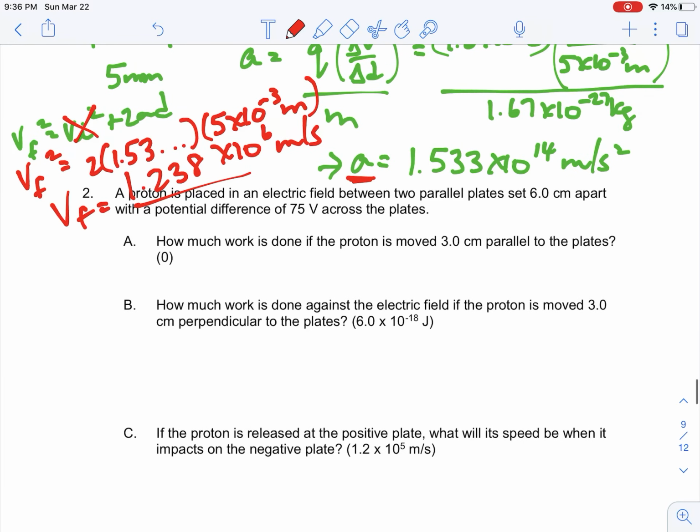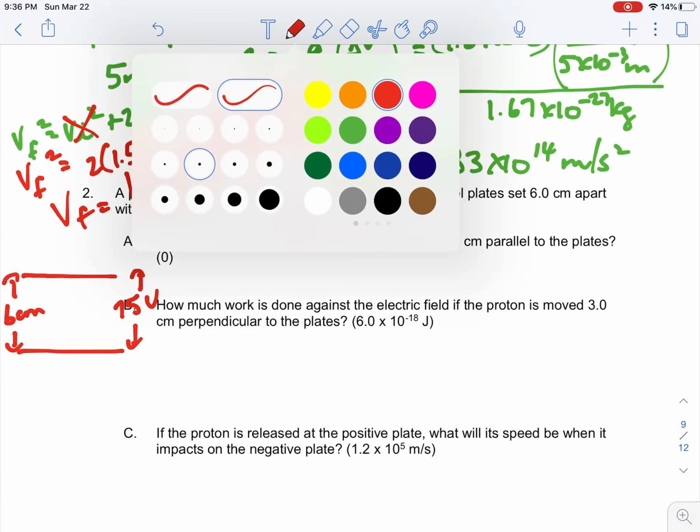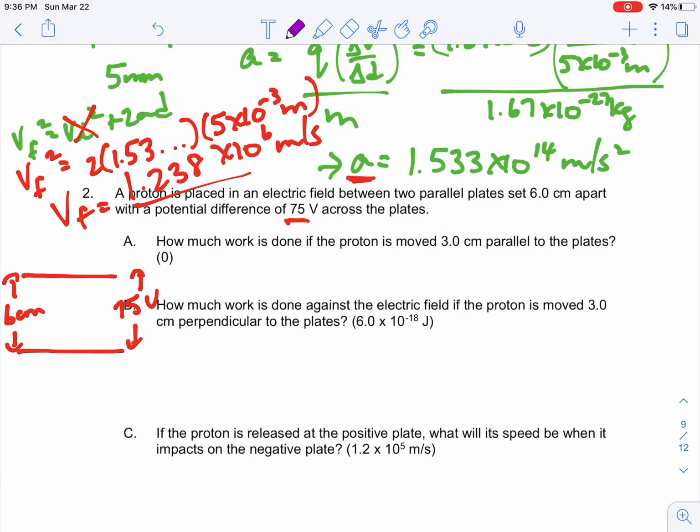Okay, question number 2. We've got 2 parallel plates. They're 6 centimeters apart, and they've got a potential difference of 75 volts. And so I'll draw these ones horizontally because the last ones were vertical. So 6 centimeters across the plates and 75 volts. And of course, that is across the plate, so from one plate to the other. The first question says a proton is placed in between them, and if we move it 3 centimeters parallel to the plates, so that means the proton is here, and we move it 3 centimeters in this direction, and they want to know how much work is done.